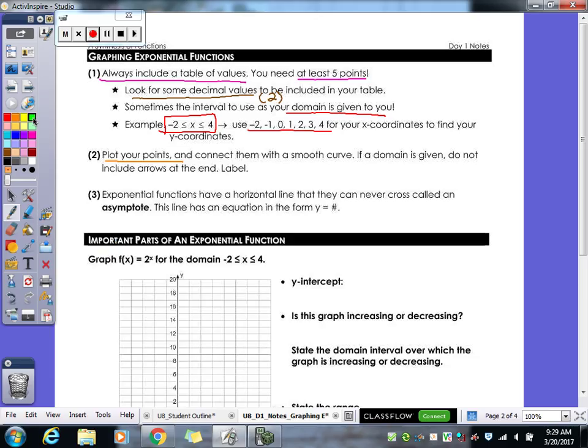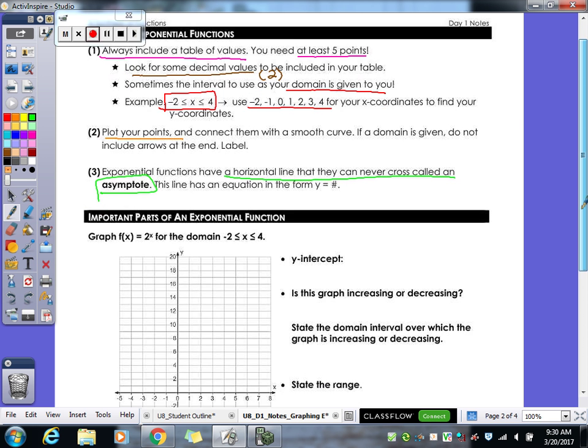And then our exponential functions have a special horizontal line that they can never cross, which we refer to as the asymptote. So we'll take a look at our asymptote in a minute. Whenever you're graphing your exponentials, you have to include your asymptote line. That's always got to be there. So let's take a look at our first graph.